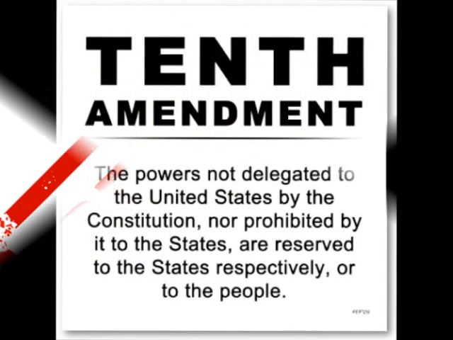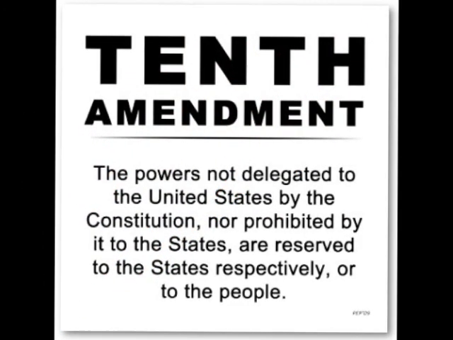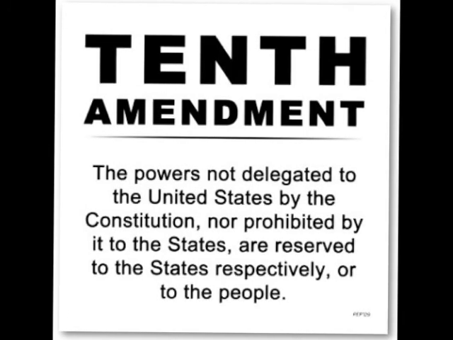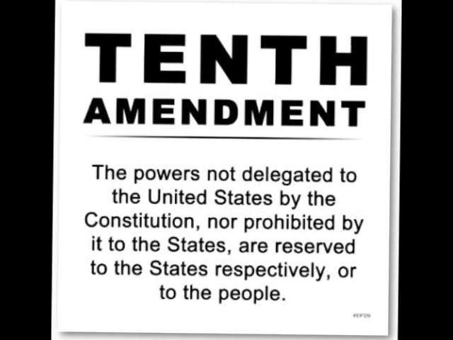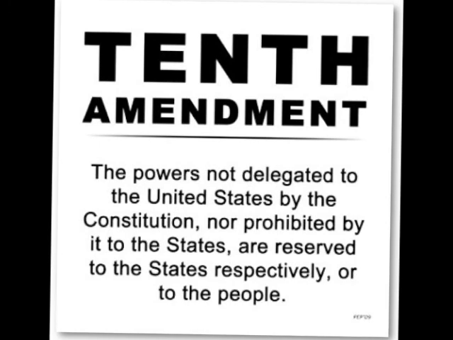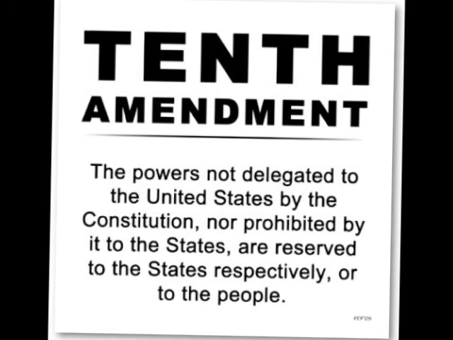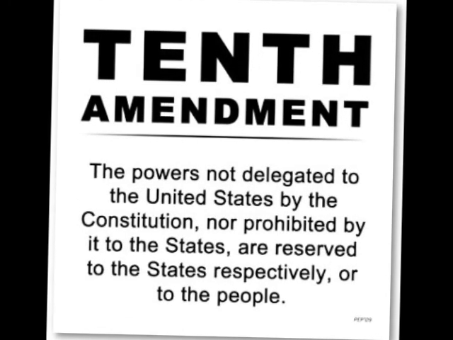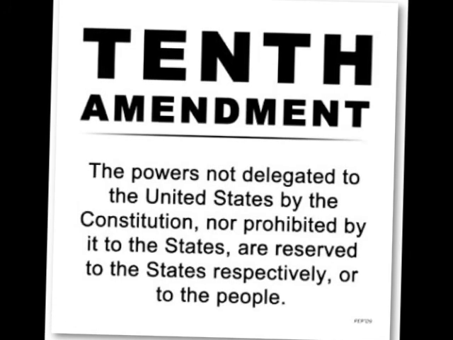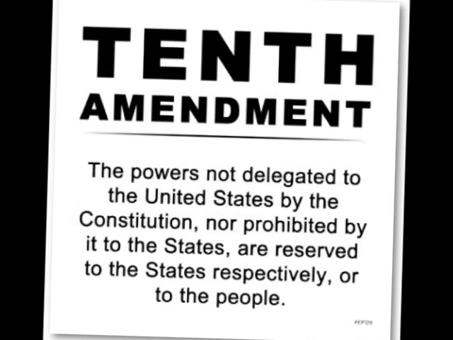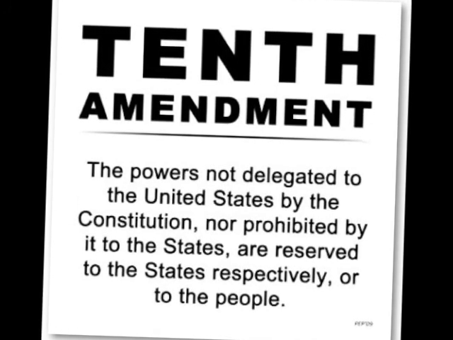So then we have state governments. Okay, so we had the national government. Now let's look at the powers for the state government. And the state government has things called reserved powers. And these are powers that are held by the states. So these are powers that are not given to the national government, but they're also not denied to the states. They're not specifically said you get these, but they come from the 10th Amendment.